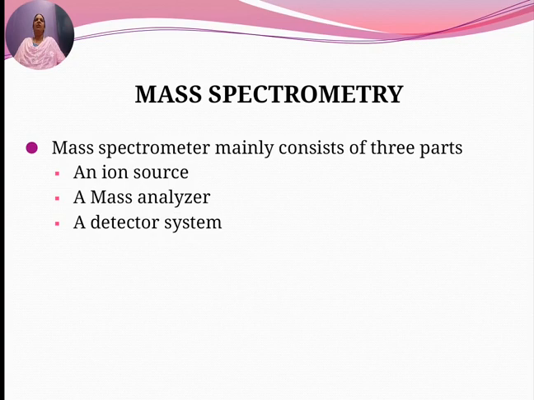Mass spectrometer mainly consists of three parts, as we have seen in the block diagram in the previous slide: an ion source, a mass analyzer and a detector system. Sample is given to the ion source and the output of the detector system is used for data analysis.